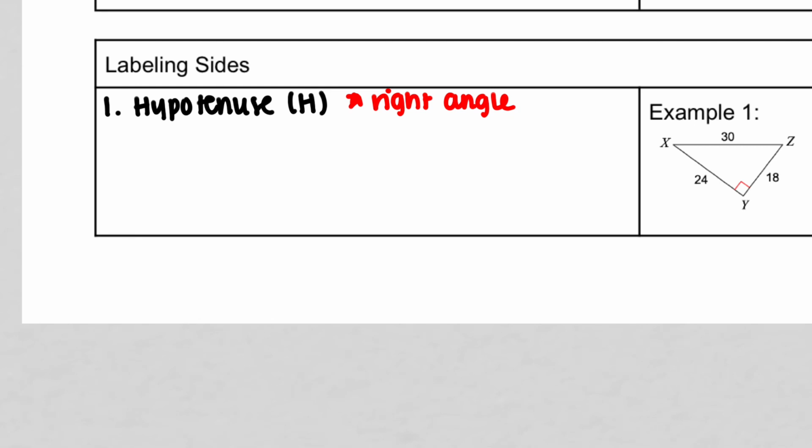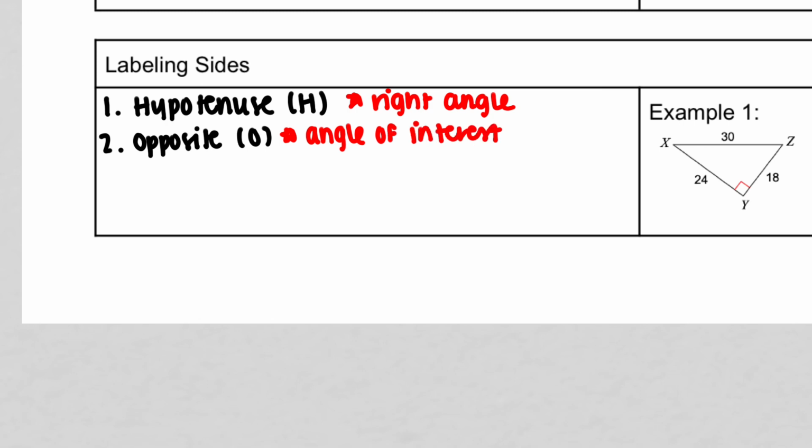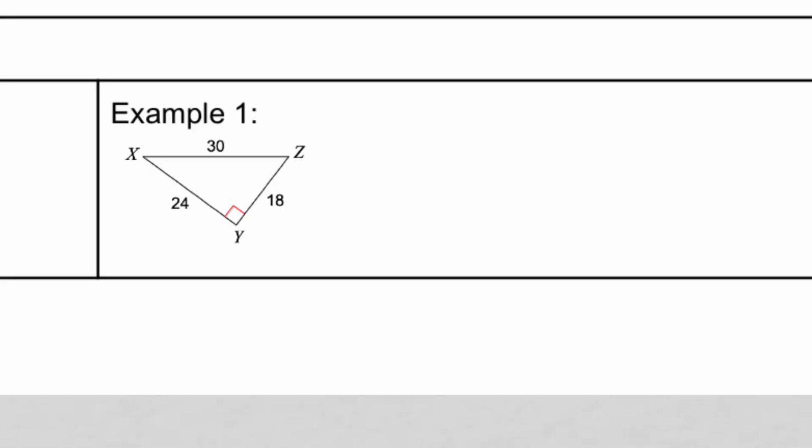After you've labeled the hypotenuse, you're going to label the opposite side. And we're going to label that with an O. And this one is across from the angle of interest. So that's how we associate those two. And the final one we have is the adjacent side. All you need to know is we're labeling this with an A. And if you label the hypotenuse and then the opposite before it, the last one has to be the A side.